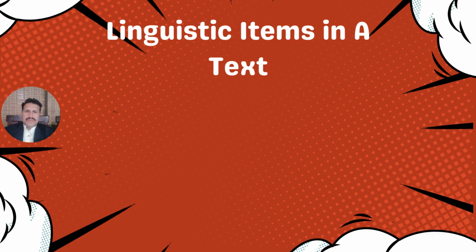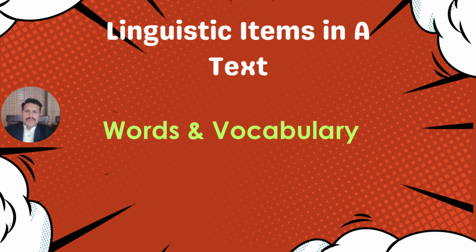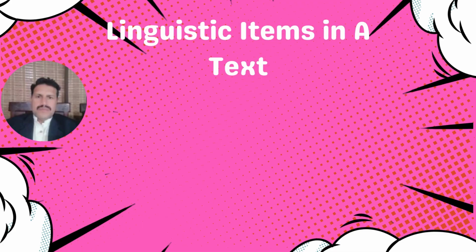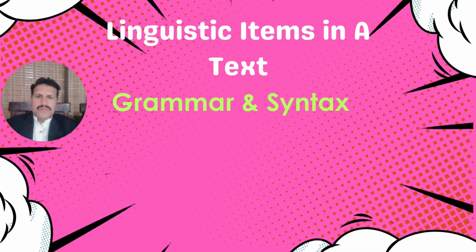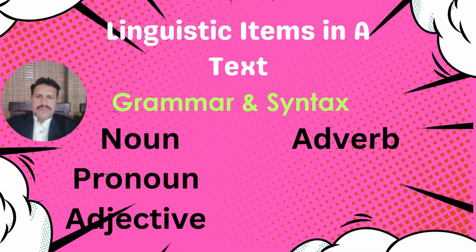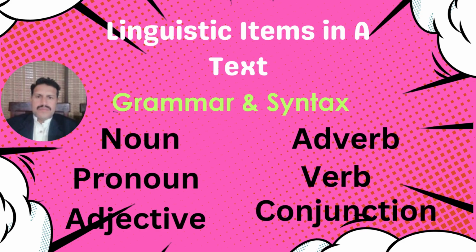As far as the linguistic items are concerned in a text, the first thing which comes in it is the words and vocabulary. It's about the use of the words or the vocabulary which the writer uses to convey his message. The second type of linguistic item is grammar and syntax. Syntax is about the structure of the sentence. For example, each sentence has a subject, verb, and object. Similarly, in grammar, we have nouns, pronouns, adjectives, adverbs, verbs, conjunctions, and interjections.